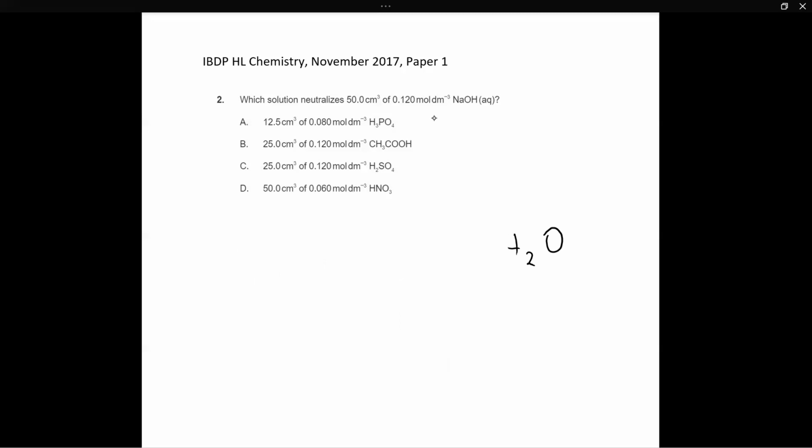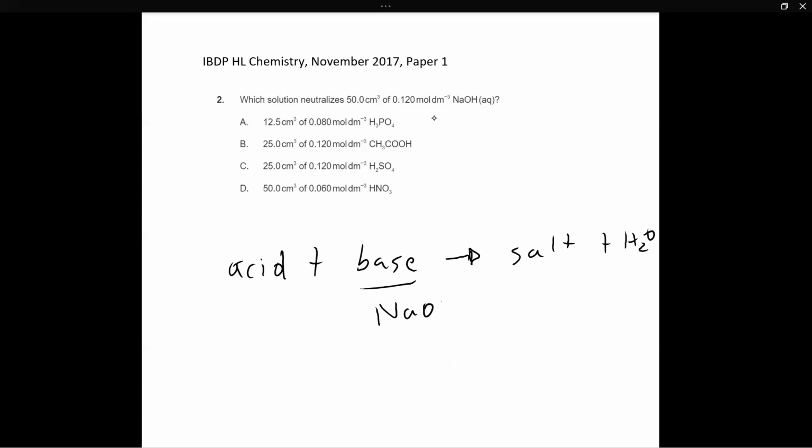And if you know about this, an acid and a base, when they combine with each other, produce a salt plus water. So this is a neutralization reaction in words. And now we know what the base is. It's NaOH. We just need to figure out what the acid is going to be from these 4 options, meaning which one has the capacity to completely neutralize these many moles of NaOH.